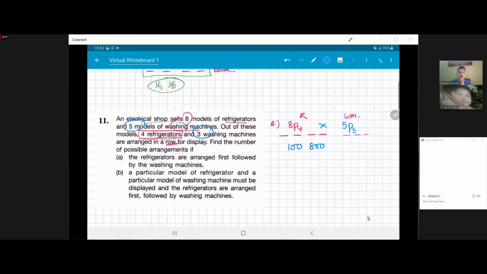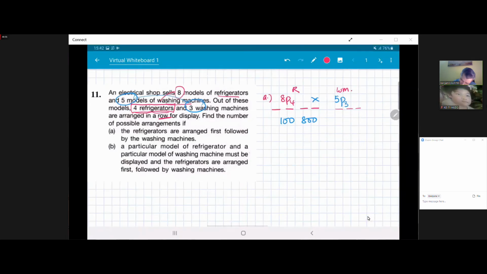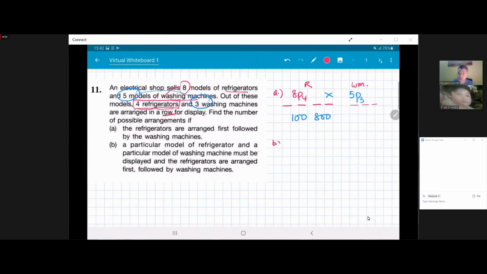Because the condition, syarat, baca soalan, faham dia punya syarat, understand the condition. The condition is you're arranging refrigerator and then washing machine. Understand? Refrigerator followed by washing machine. Okay, now for the B question. For the B question here, how do I do the B question then? So it says here a particular model.